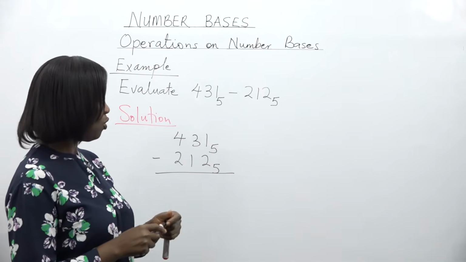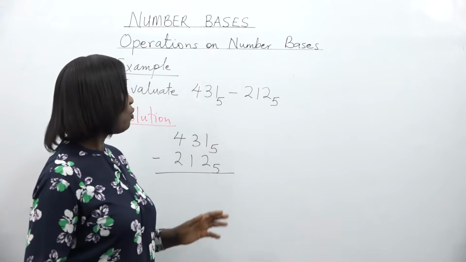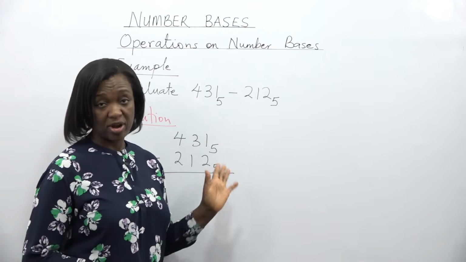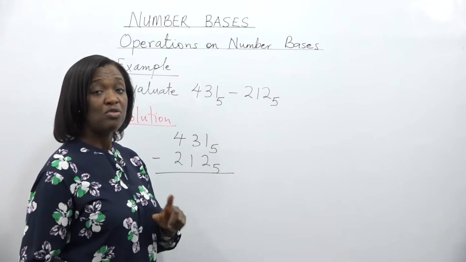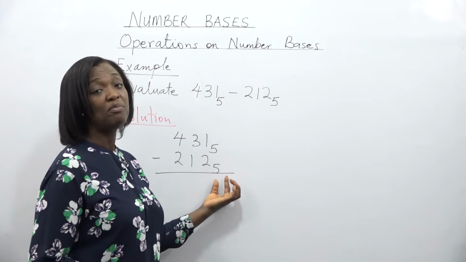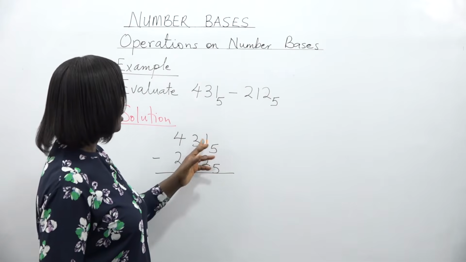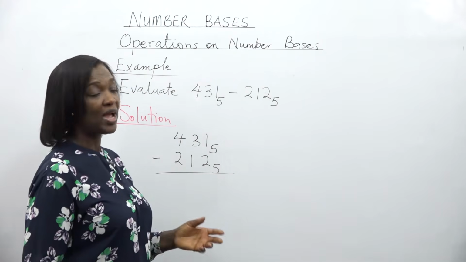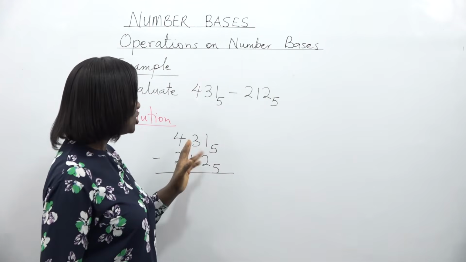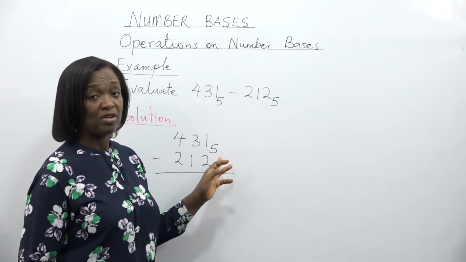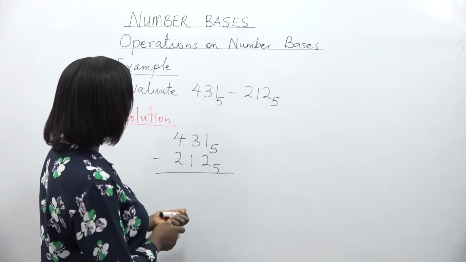What you need to know is when you're subtracting in a different number base other than 10, when you borrow or trade, the one you borrow is not equal to 10. Rather, it's equal to the value of the base you are working in. So take note of that. 1 take away 2, we can't, so we borrow 1 from the 3, and that one we borrow is not equal to 10, rather it's equal to 5. So 5 plus 1 is 6. 6 take away 2 is 4.